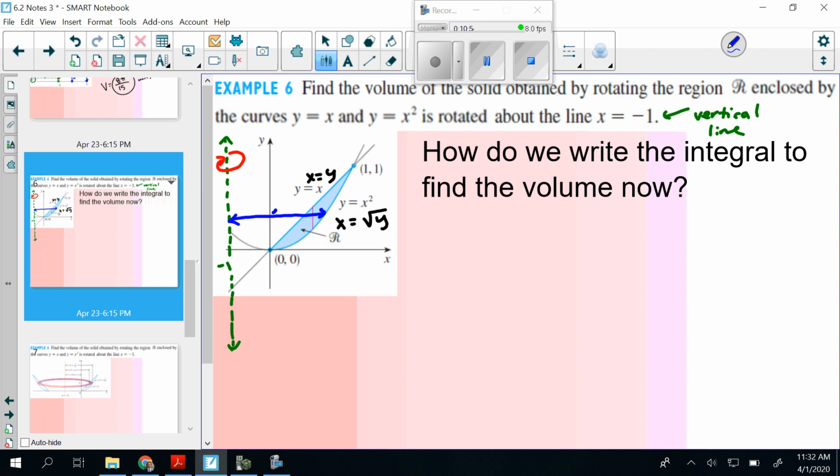Well, we know this distance right here, from our axis to there, is the square root of y. We should also know this distance. The distance from there to the axis would just be 1, because it's the distance from 0 to -1, which is a distance of 1. So what is that total distance going to be? Adding those together, it would be 1 plus the square root of y.